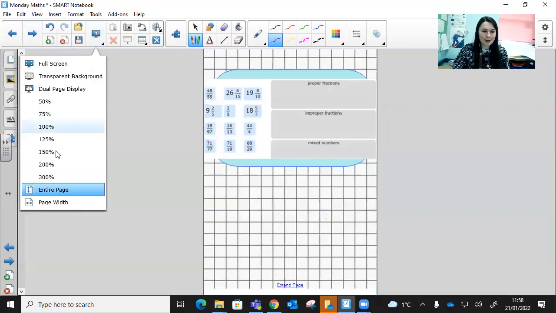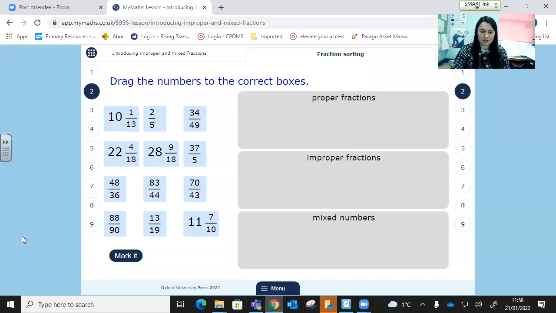Okay, your starter is going to be, actually I'll do it straight on here, sorting all of these into proper fractions, improper fractions, and mixed numbers. So pause the screen here, and I'm going to be dragging them in just a moment. So have a go at thinking what proper fractions are, improper fractions, and mixed numbers.